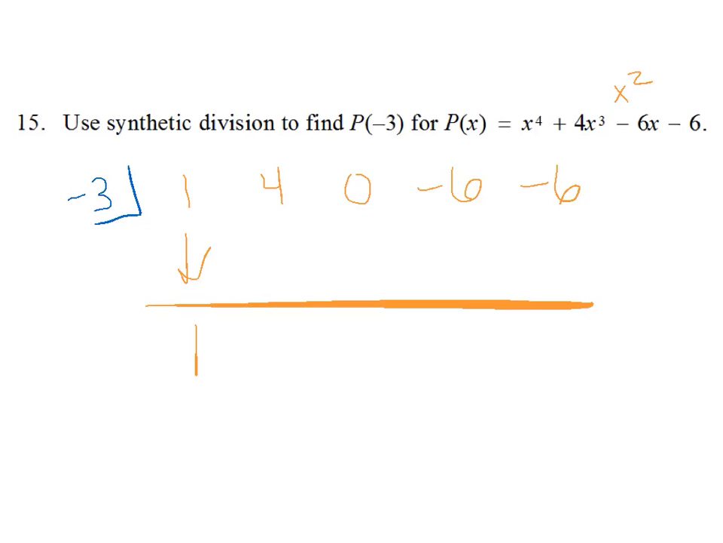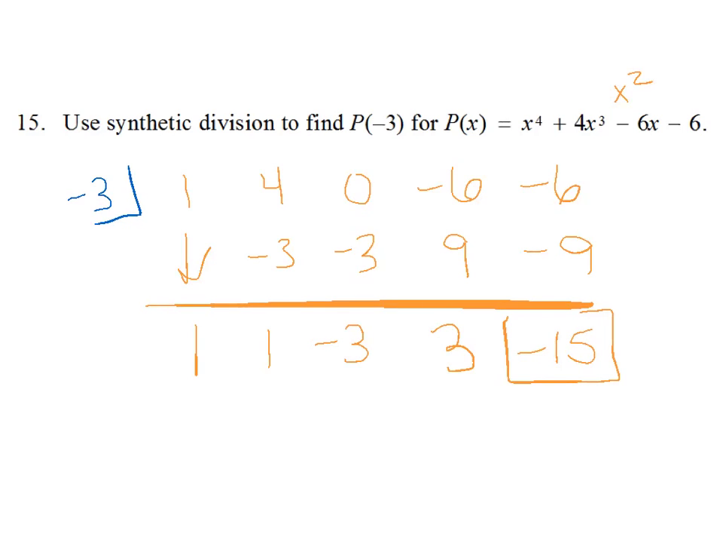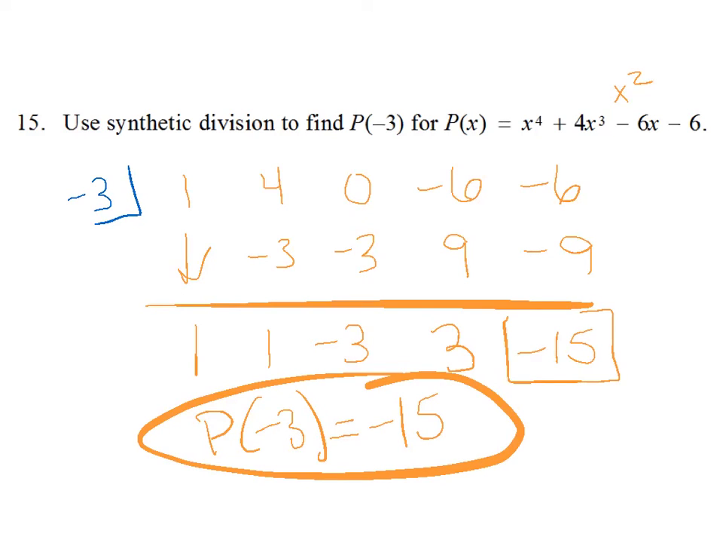My 1 comes down, I'm going to get going. So 1 times negative 3 is negative 3. 4 minus 3 is 1. Negative 3, negative 3, 9, 3, negative 9. I get negative 15 as my remainder. Now remember, p of negative 3, you're only interested in the remainder. So that's your answer. You're already done.